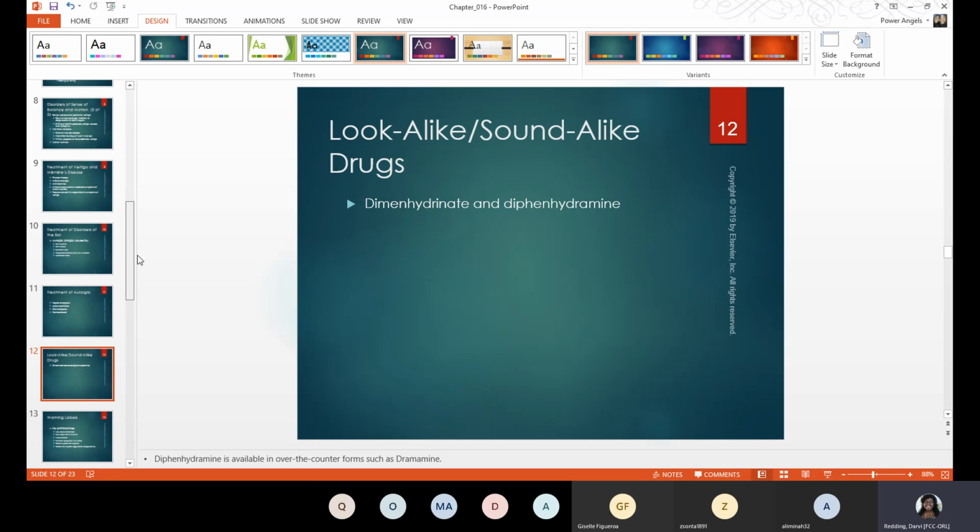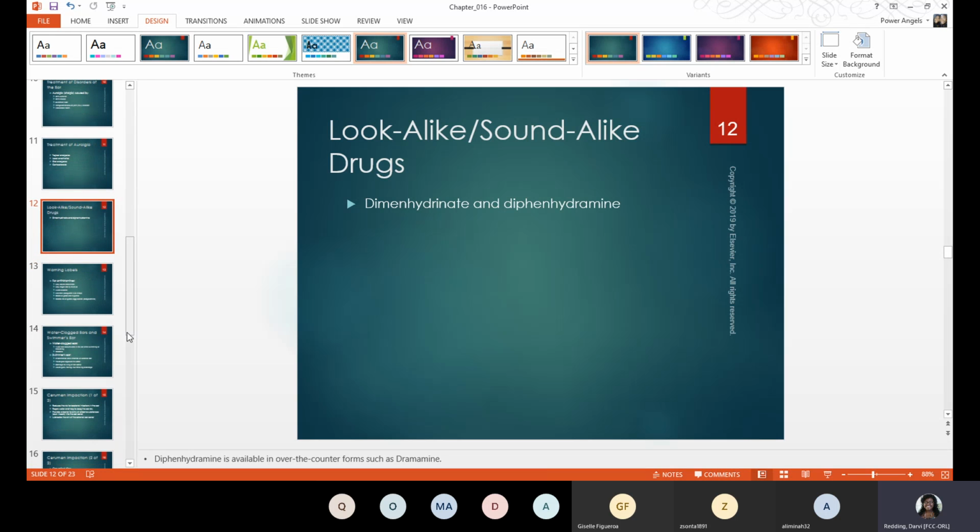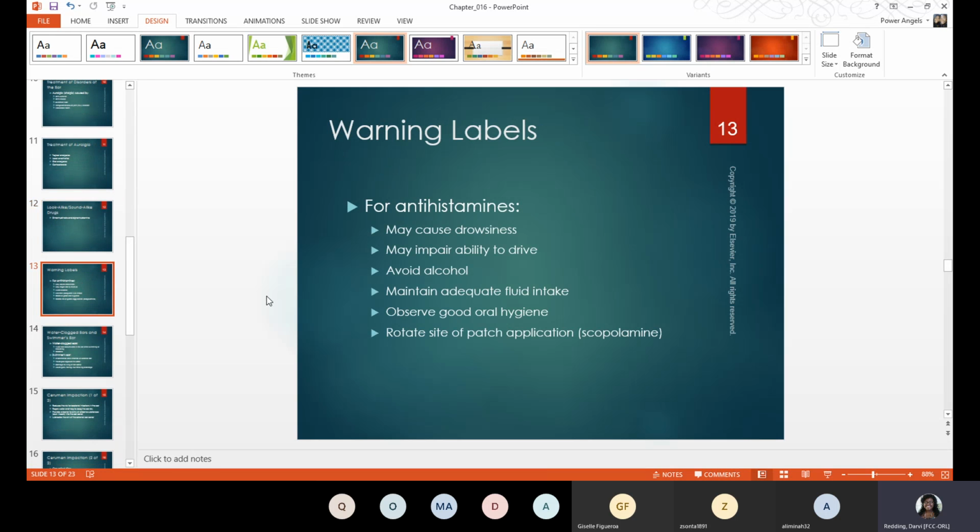So as we continue learning about the ear disorders, we're also going to learn about some warning labels that we should pay attention to and look out for. So for antihistamines, if someone is taking an antihistamine, some of the warning labels that would be put on the medication bottles would include that it may cause drowsiness, it might impair someone's ability to drive. The person who's taking the antihistamine should avoid alcohol. They should also maintain adequate fluid intake. They should observe good oral hygiene, and they should also rotate the site of a patch application in case they're taking an antihistamine patch, which is also available.